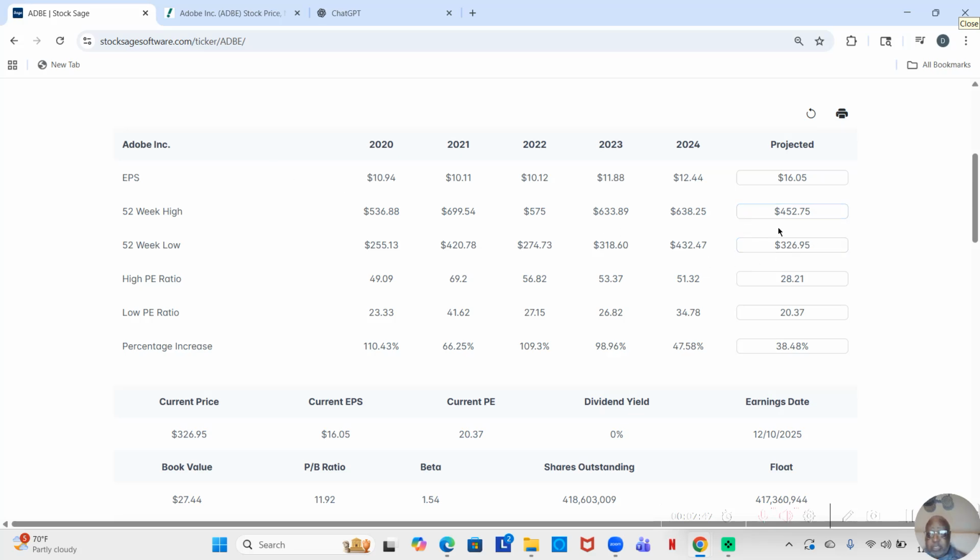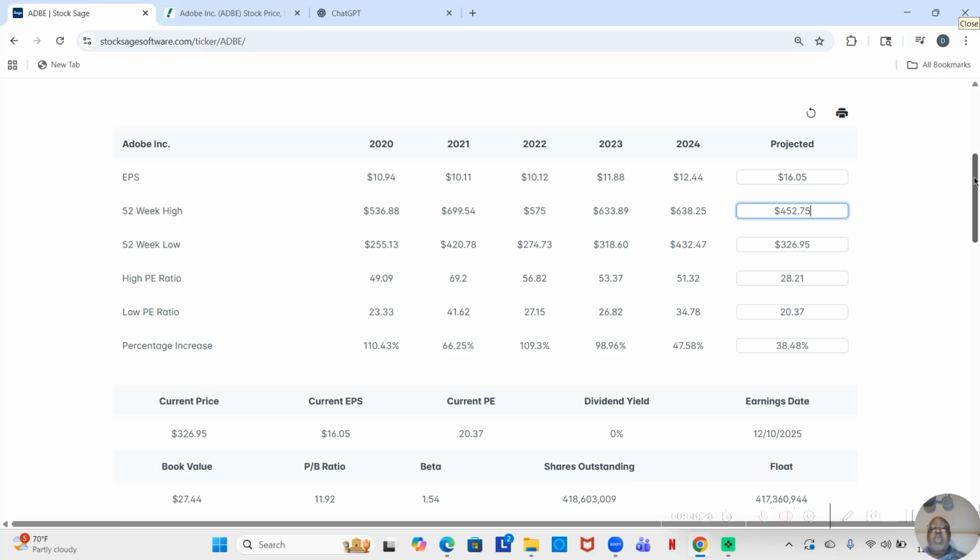$452.75. If I type that in here and hit enter, it gives me the projected amount that this stock will move up from 326.95 to 452.75 with a 16.05 earnings per share. That is a 38.48% increase. So we can get all that information from the top of the app.